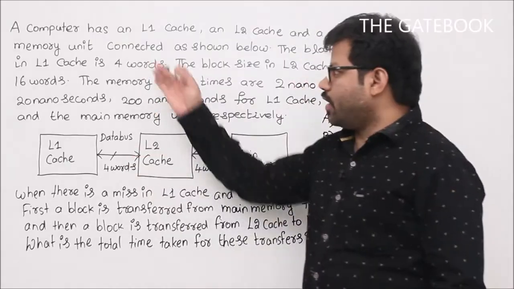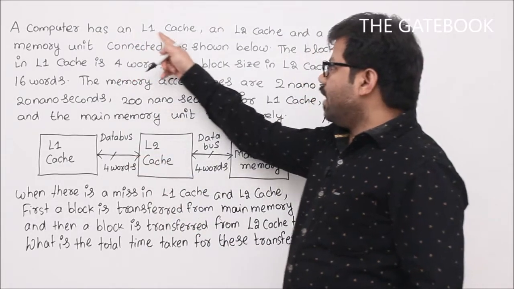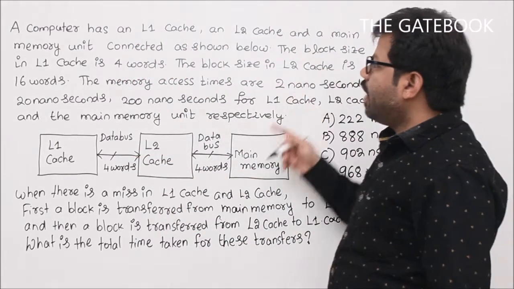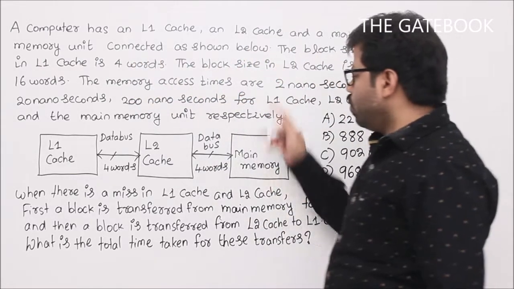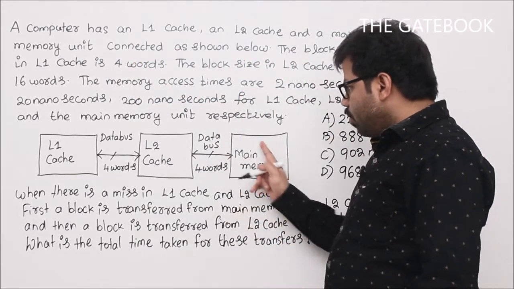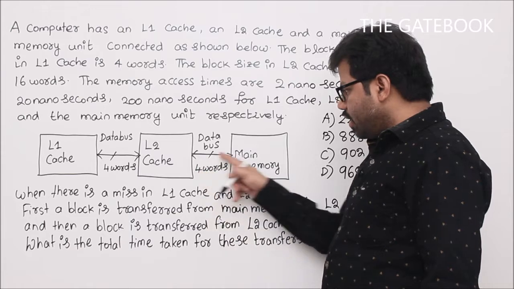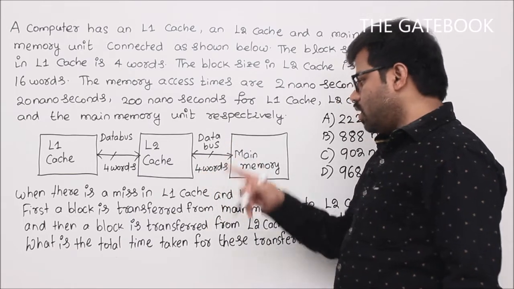That's it. See this question. A computer has an L1 cache, an L2 cache and a main memory unit connected as shown below. See the picture. Main memory and cache are connected using a data bus of size 4 words. Remember it.